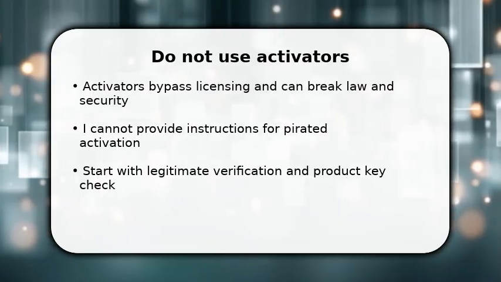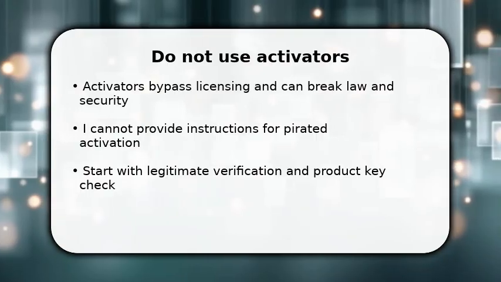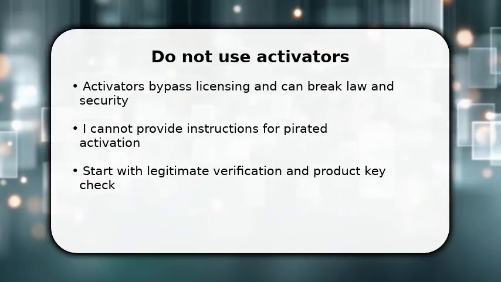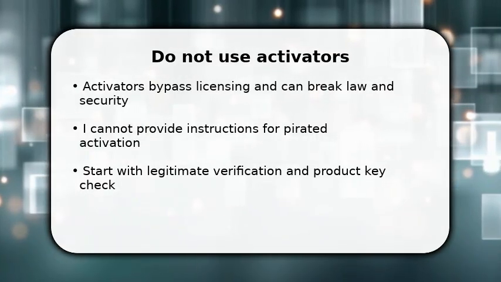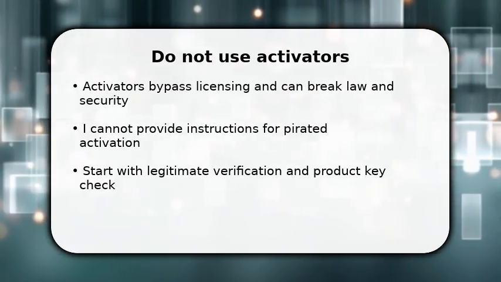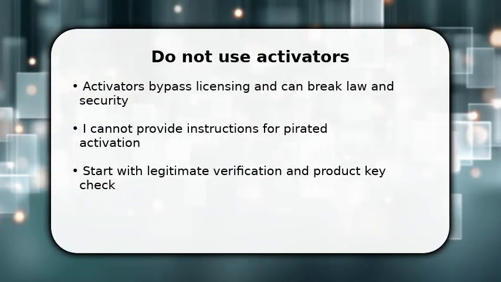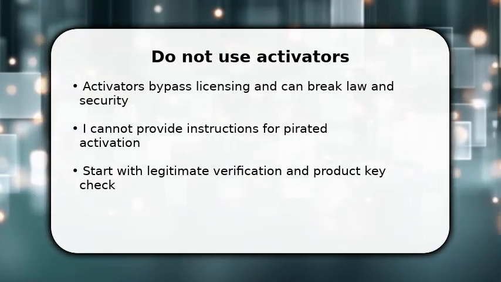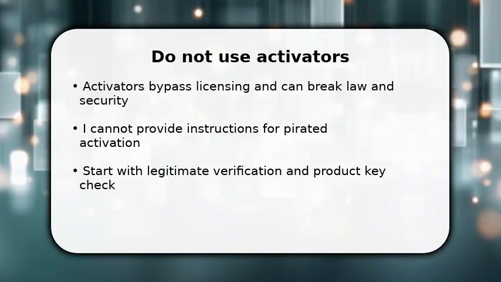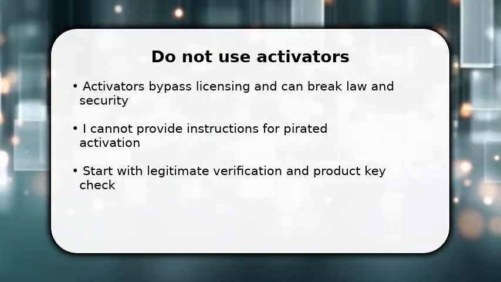You should stop and do not attempt to use an activator. I can't help with bypassing licenses. Instead, verify your current Office 2019 license in Settings and locate the product key or proof of purchase. Once done, note the edition and device count so you know what to replace or renew.